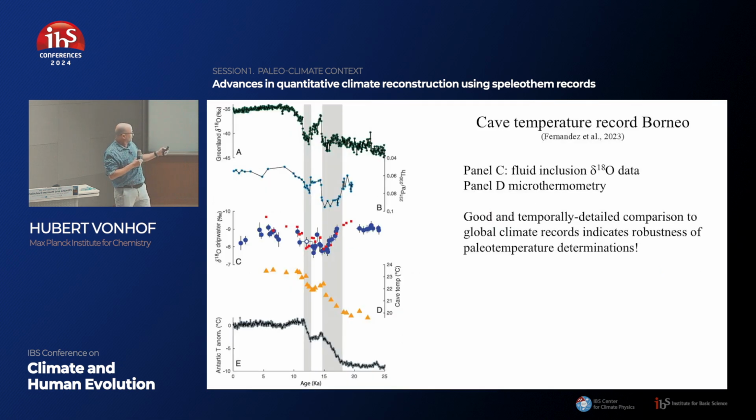Just an example of a story by Fernandez et al. 2023, who did this work. The thing to look at right now is the data here in orange, because that's the microthermometry data over, let's say, LGM to modern. And these are typically the data that come out of that, the temperature data. Incredibly tight curve, and you compare that to the Antarctic temperature anomaly work, and that's nuts.